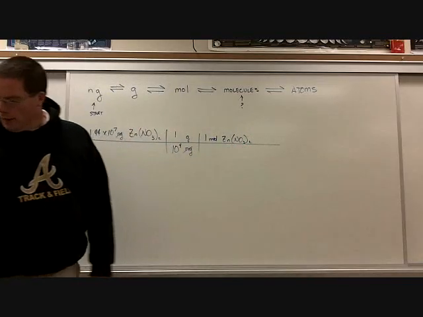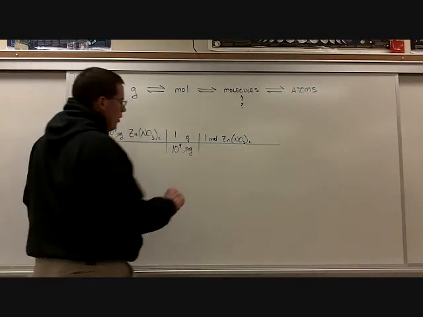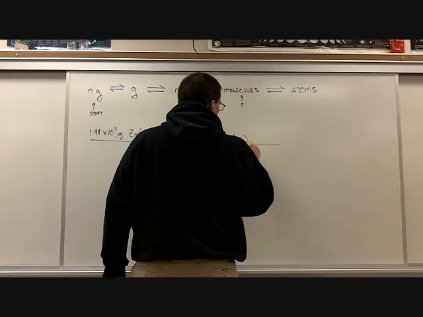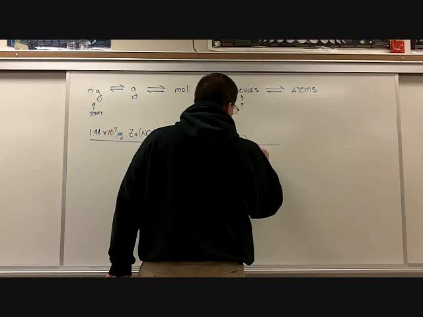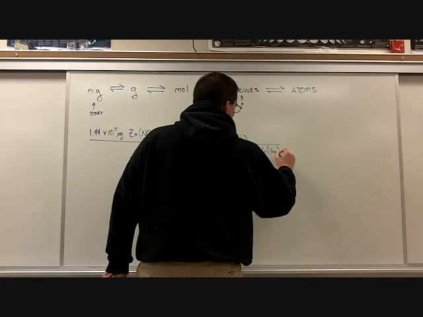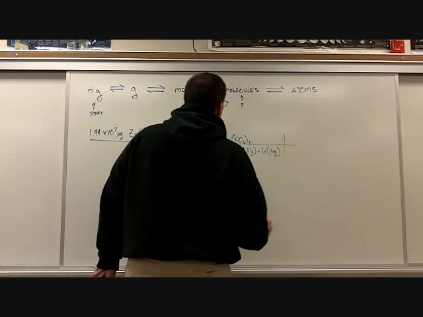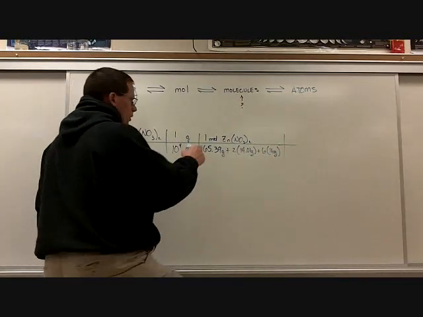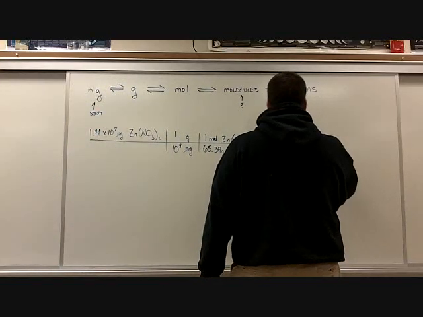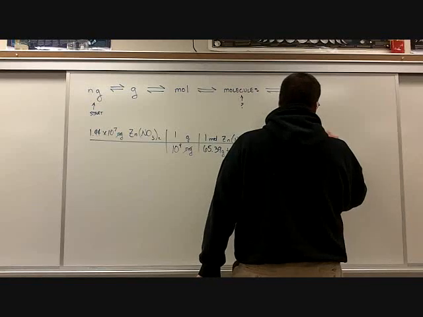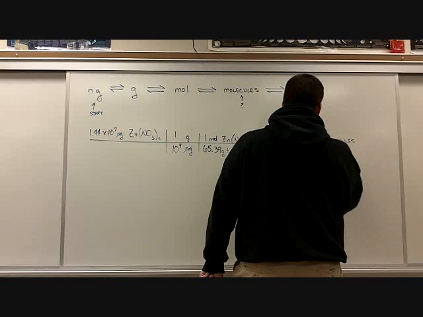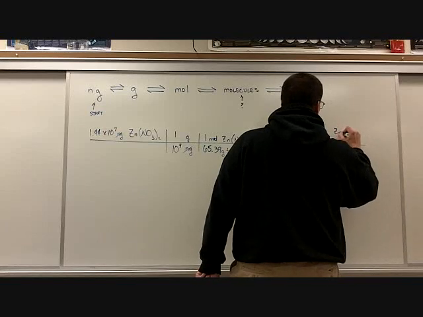So we need to find the molar masses for that. So zinc is 65.39. Plus we have 2 nitrogen. Plus we have 6 oxygens. Okay. And we're looking for molecules. So again, use the unit, or move the unit over. So 1 mole is equal to 6.02 times 10 to the 23 molecules. And that's of zinc nitrate.